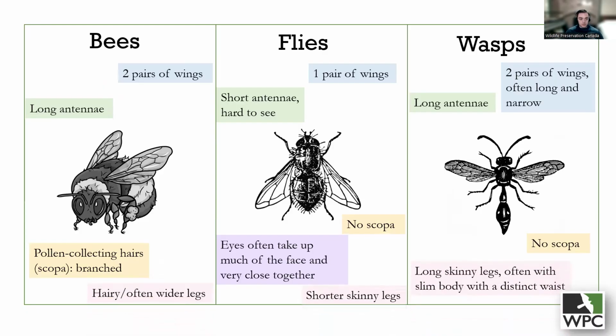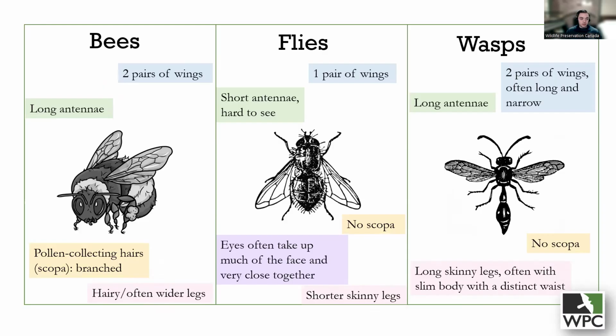The final distinction that I want to make between bees, flies, and wasps, and this also relates to the prior point I had made about scopa, and particularly with bumblebees, is that bees have wider legs often compared to flies and wasps. Flies and wasps, for the most part, are going to have thinner legs. Wasps as well will have that threaded waist in comparison to the more robust bodies of a bee. So, in summary, bees, two pairs of wings, longer antenna.